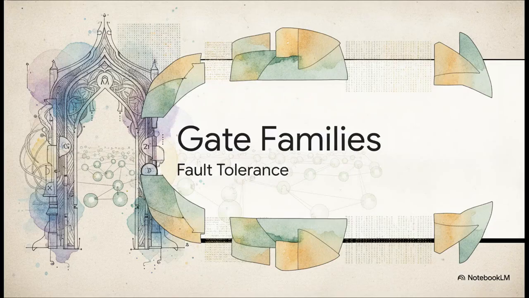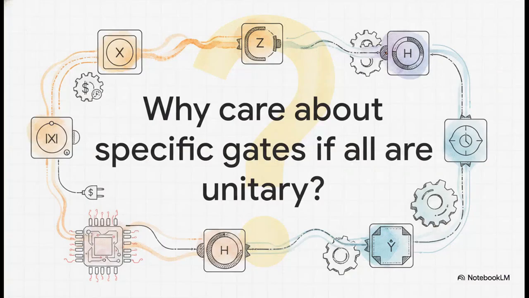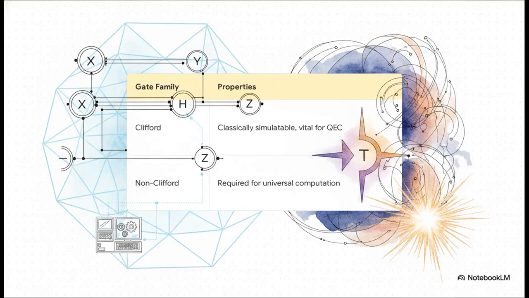Section 5. Gate Families and Fault Tolerance. Which leads us to a really interesting question. Why do we even care which specific gates we use if they are all just unitary transformations? Math is just math, right? Well, computationally and physically, some gates are vastly more expensive to run than others. This is where we have to divide our gates into two vital families.